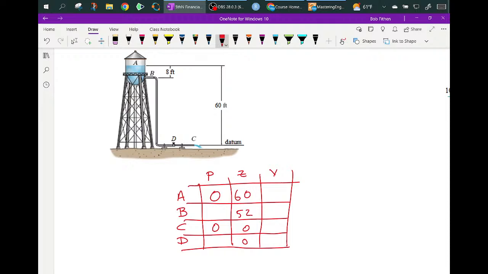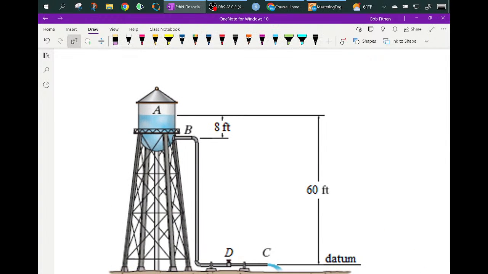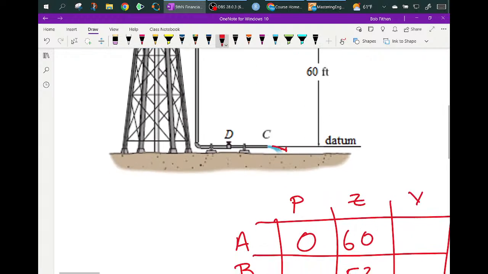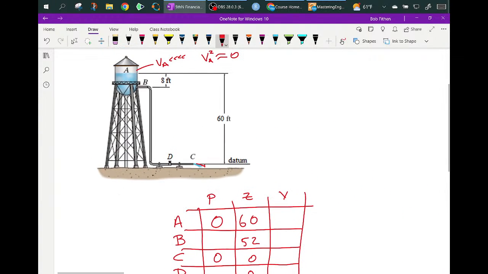Okay. Now, third thing. Think about this for a minute. This is a common assumption. When the water is flowing out of here, it is draining this tank. Its level is slowly going down. But the velocity at A is really, really small. So guess what happens if I square it? It pretty much can be neglected. So I can pretty much say that that's the case. So immediately you should recognize that I know everything in that row.